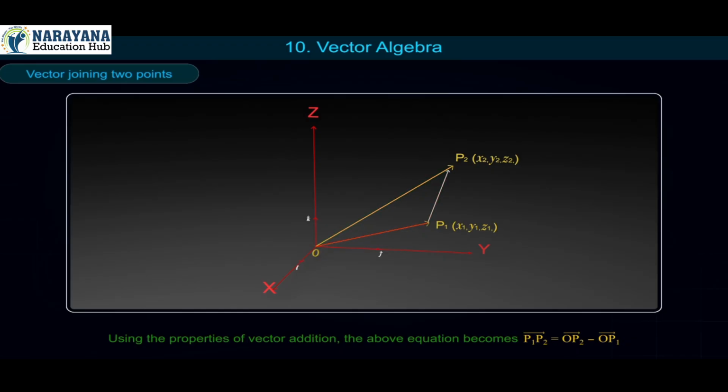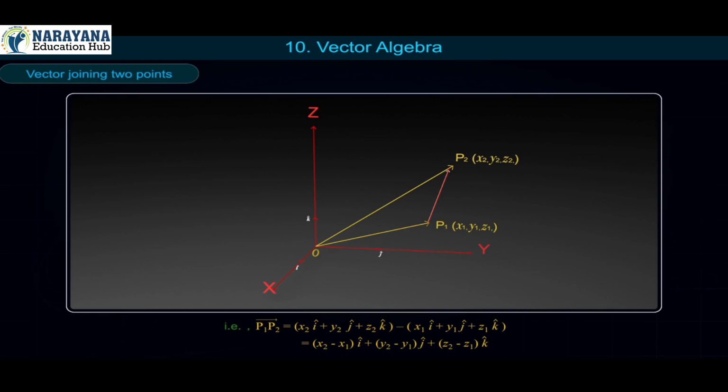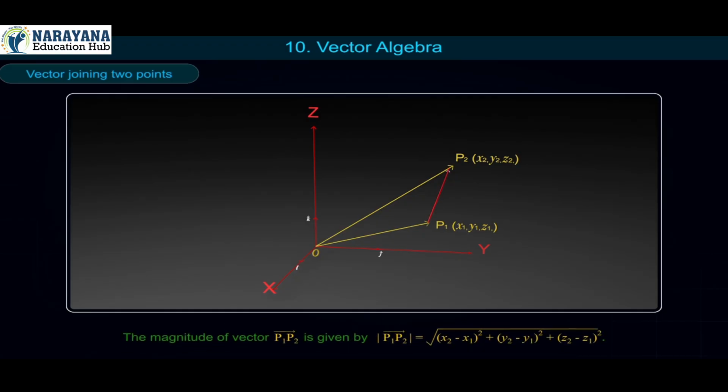Using the properties of vector addition, the above equation becomes vector P1P2 is equal to vector OP2 minus vector OP1. That is, vector P1P2 is equal to (x2 î + y2 ĵ + z2 k̂) minus (x1 î + y1 ĵ + z1 k̂), which is equal to (x2 − x1) î + (y2 − y1) ĵ + (z2 − z1) k̂. The magnitude of vector P1P2 is given by the square root of (x2 − x1) whole squared plus (y2 − y1) whole squared plus (z2 − z1) whole squared.